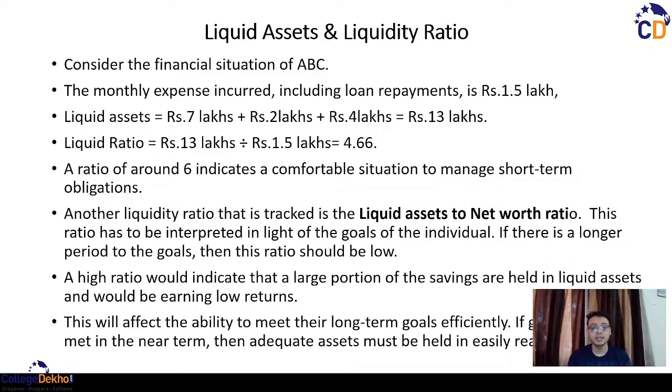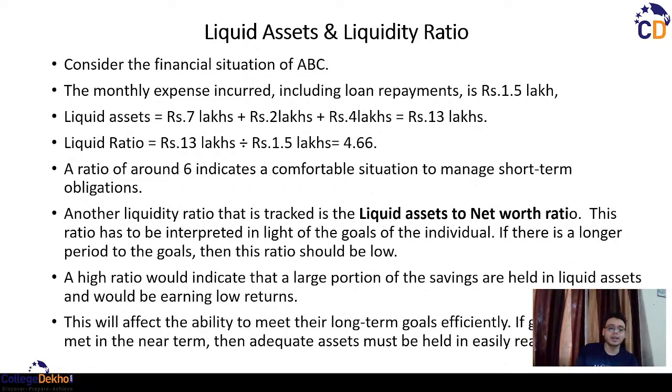Another liquidity ratio that is tracked is the liquid assets to net worth ratio. This ratio has to be interpreted in the light of the goal of the individual. If there is a longer period to the goal, then the ratio must be low. That means if the goal is far away, maybe your retirement planning or building up your home, then the ratio must be low at that time.